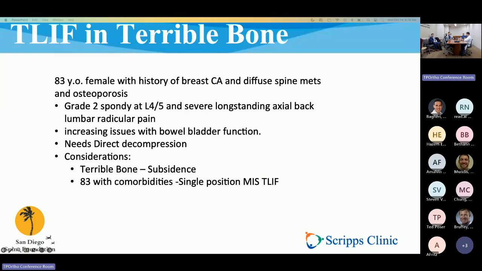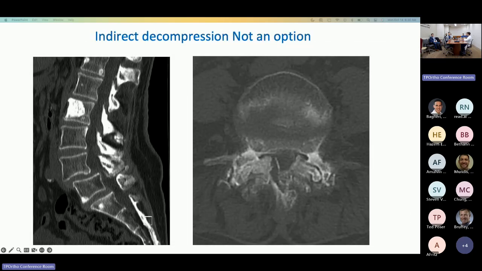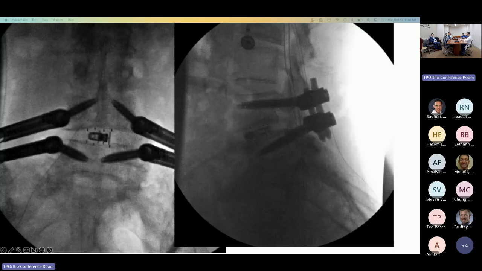This is another patient that had really bad bone and needed a TLIF, 83 years old. She actually had fairly diffuse mets, but really bad slip and even some bowel bladder issues. And so another patient that I wanted to do a TLIF on because she really needed a direct decompression. You can see how crazy spondylotic her facets are, and the ligaments are calcified, and she's got critically severe stenosis. So somebody that was going to need a direct decompression, elderly lady, don't want to do multiple positions, and so a good candidate for a TLIF.